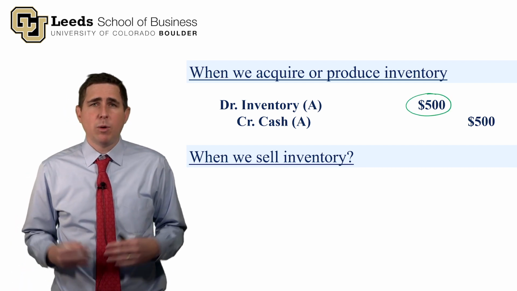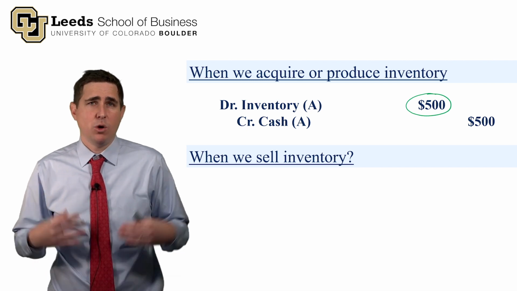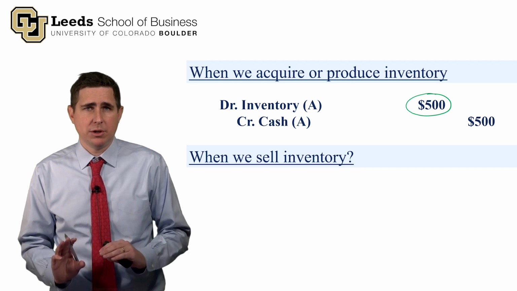These are both asset accounts, and we're creating this asset. Why is it an asset? Well, because inventory is going to give us a future economic benefit, and so we consider it an asset of the business. That's the first journal entry you need to learn.